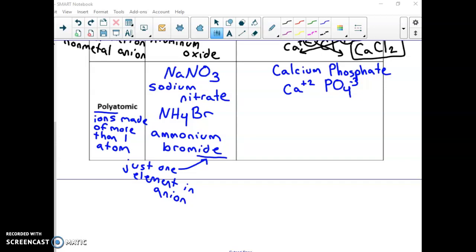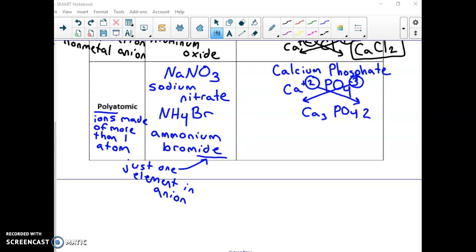So we are going to have to cross these over, which means this 2 is going to have to come down here. This 3 is going to have to come down here. So that means we're going to have 3 calciums, Ca3, and then 2 phosphates. So we can't get rid of that 4. That's part of what makes it phosphate, but we're going to have 2 of them.